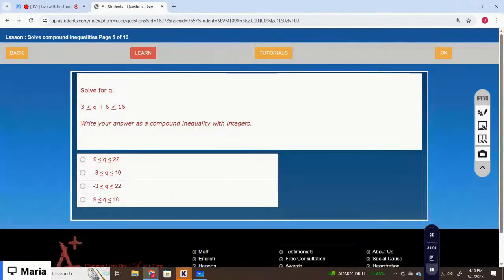Solve for q. 3 is less than or equal to q plus 6 less than or equal to 16. Negative 3 is less than or equal to q, less than or equal to 10. Option number 2 is the correct option.